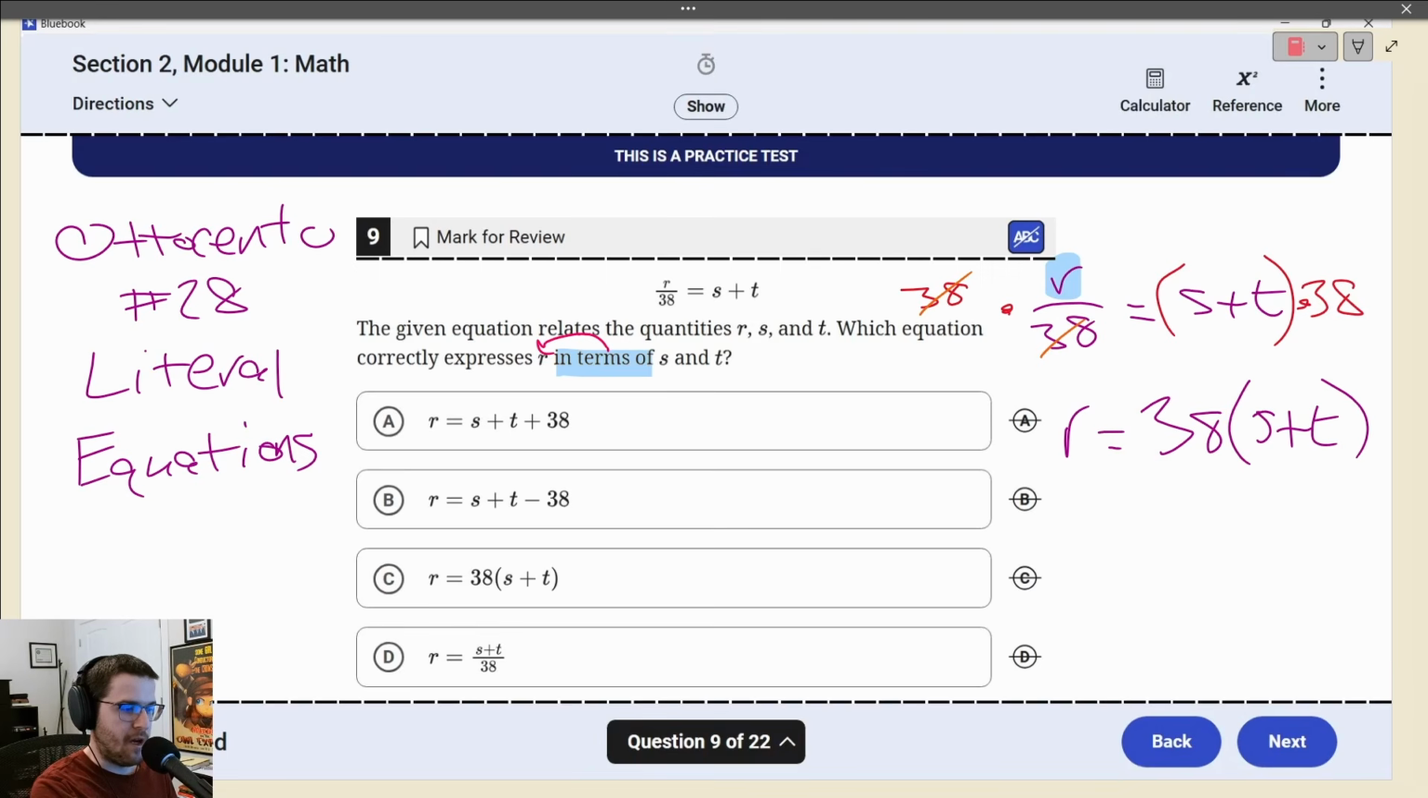We could distribute that, but it's important that every time you do a step, glance at the choices to see if you're on the right track to the answer. And it looks like C. We literally just have that. So we don't need to go any further. We're done.